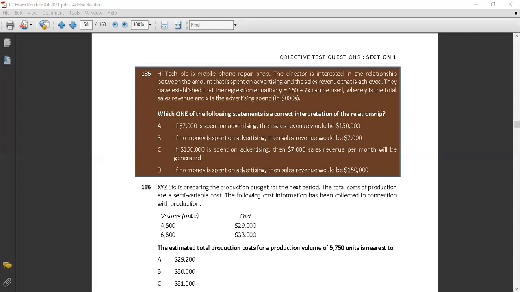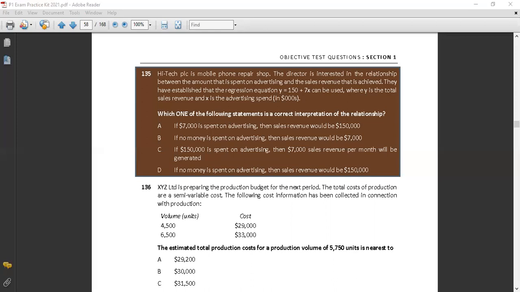This is per year, no? These details are per year. So 15 sevens are how much? 105. 105 plus 150, so 255. 255 divided by 12. So then also this is not correct.